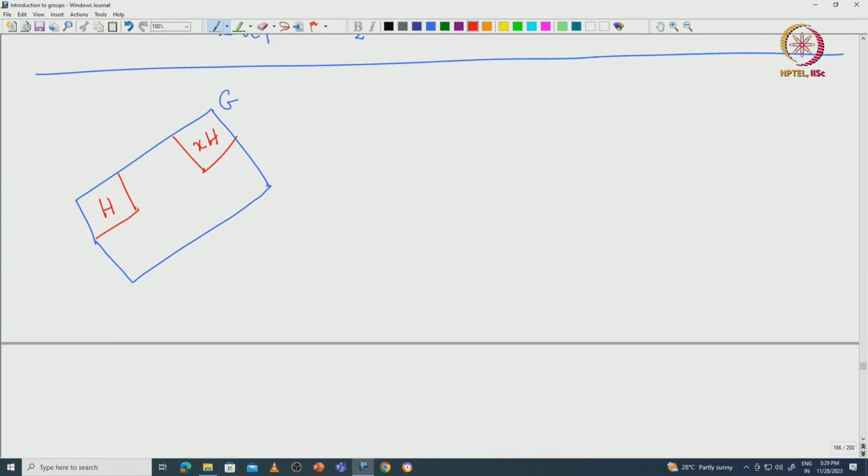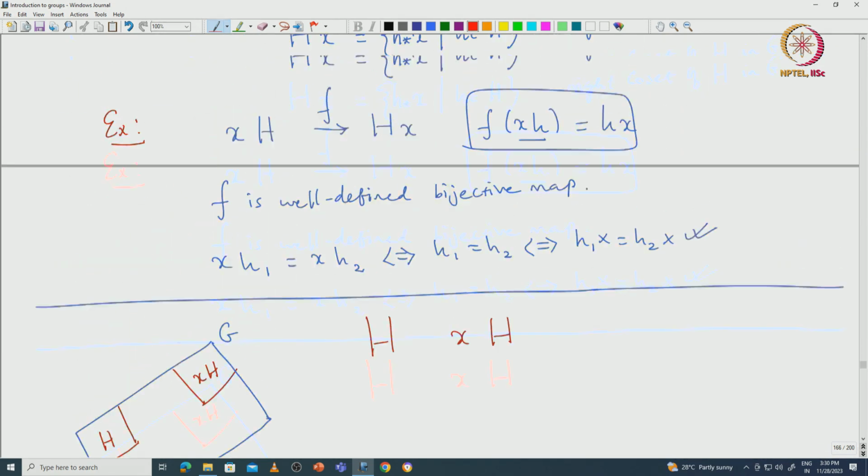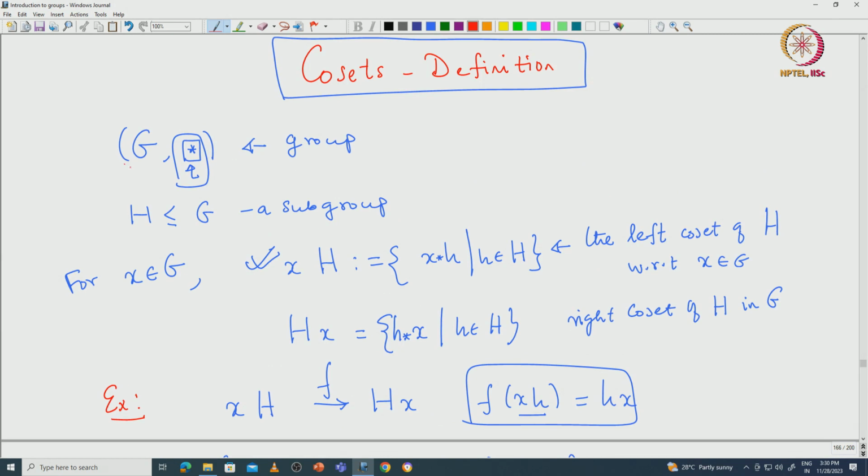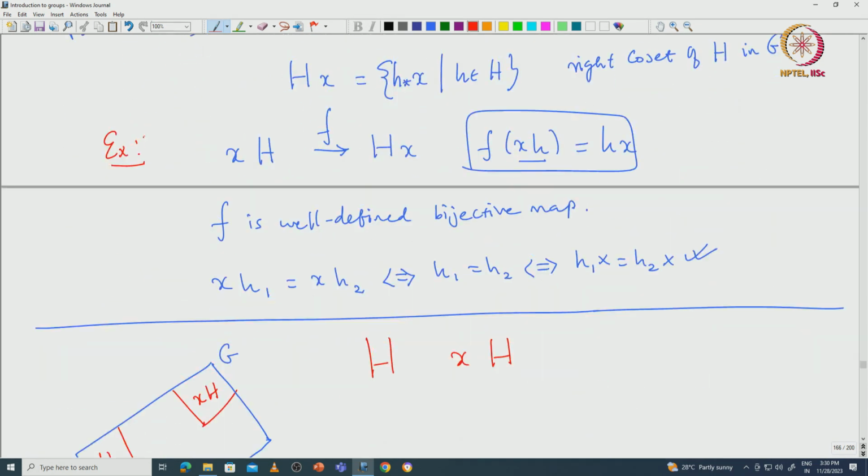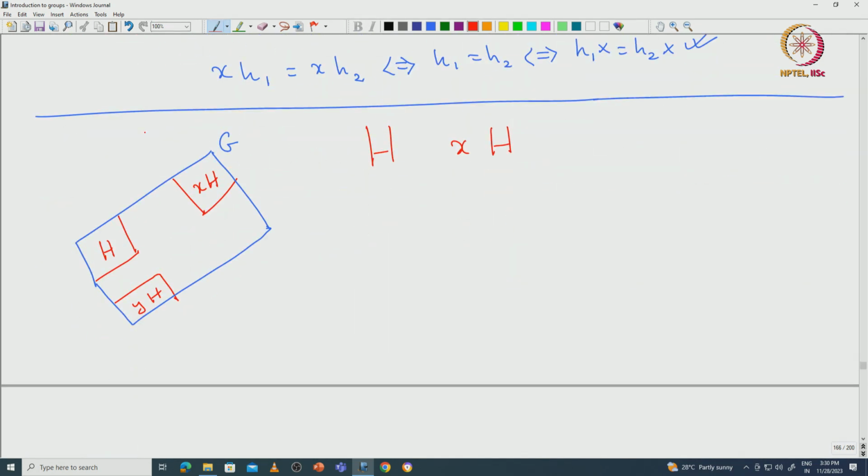Then if you apply another element Y, you may end up somewhere here, and this is your YH. What I am trying to say is that H and XH should, in some sense, look alike. But what is the meaning of 'they look alike' in general groups? In general groups, we have only the binary operation, nothing else. One can think of G as only a set. No more structure is given, only this binary operation that makes G a group. So in that generality, what is the meaning of H and XH looking alike?